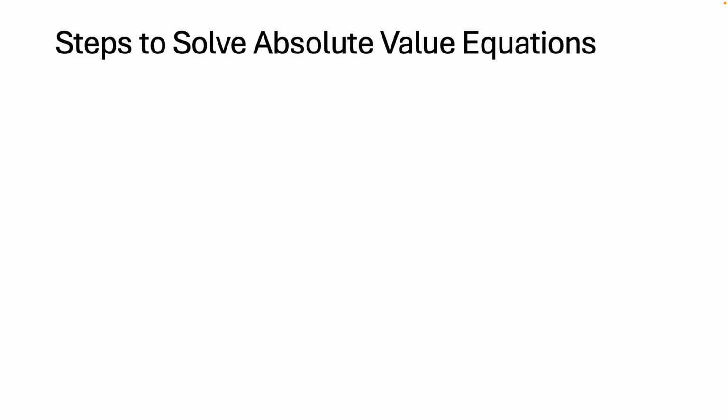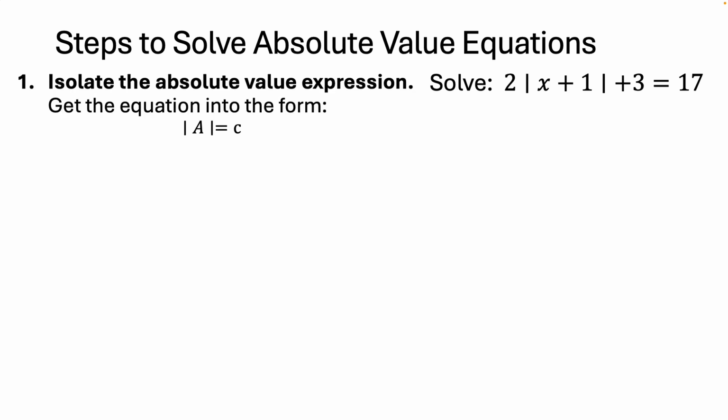Now let's take a look at the steps to solving absolute value equations. As we look at the steps, we'll solve the equation 2 times the absolute value of the quantity x plus 1, plus 3, is equal to 17. The first thing that we need to do is to isolate the absolute value of the expression. So we want to get this equation into the form where we have the absolute value of some algebraic expression a equals c, where c is just some real number.